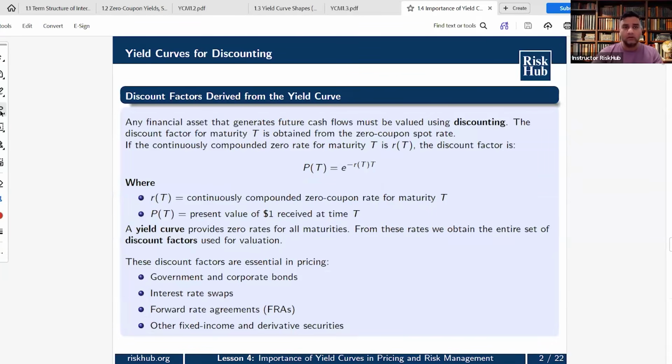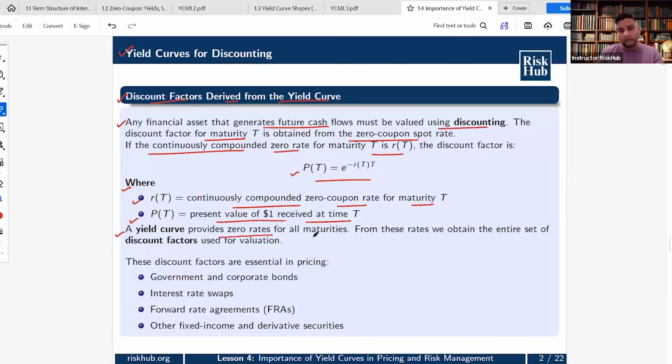Now, when you look at your yield curve for discounting, right? Basically, discount factors are derived from the yield curve. Any financial asset that generates future cash flows must be valued using discounting. The discount factor of maturity T is obtained from a zero coupon spot rate. If the continuously compounded zero rate for maturity T is RT, the discount factor is given by this equation, where RT is the continuously compounded zero coupon rate for maturity T. PT is the present value of 1 received at time T.